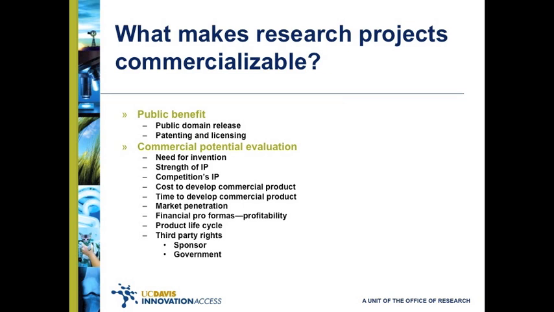How do we determine whether or not a research project will result in an invention that is commercializable? First and foremost, it must have public benefit. Public benefit can be made through simply releasing the invention without any patenting or licensing into what's called the public domain, in which case the university is able to make it freely available to anyone with no charge. However, as stated earlier, if the invention is going to require substantial capital to realize a final product, then public domain release is probably not the right path.